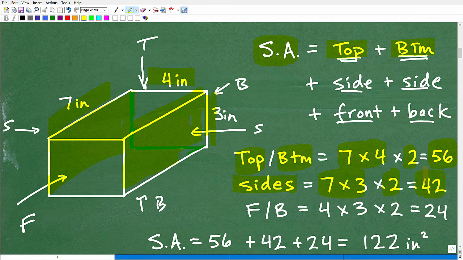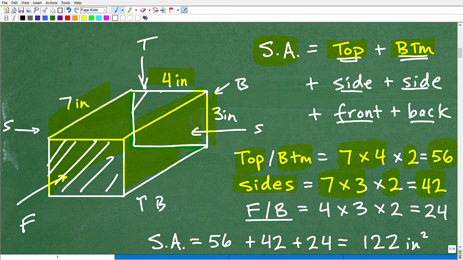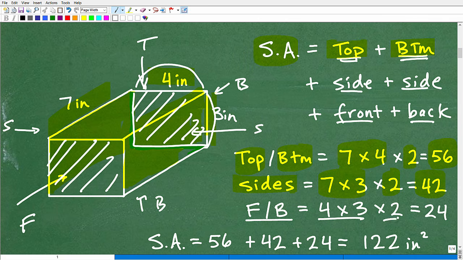All right, so that leaves us the front and back. So that's this part and this part right here. Just looking at that, that's going to be 4 by 3. 4 times 3 is 12, right? That gives the area of one of these, but we have 2 of them, a front and back. So that's going to be 12 times 2, which is 24.